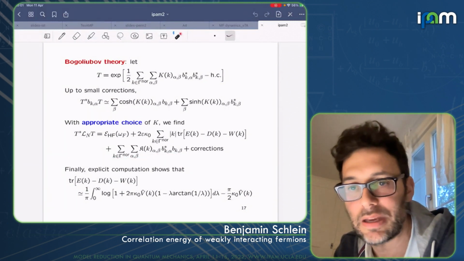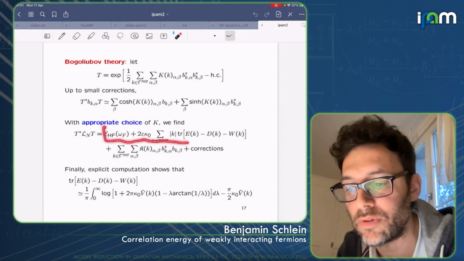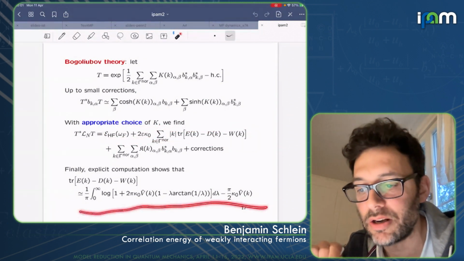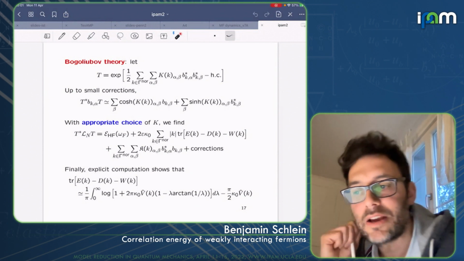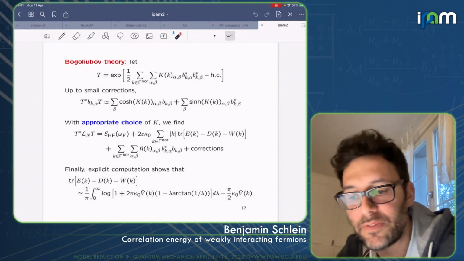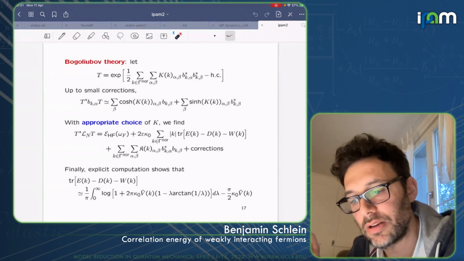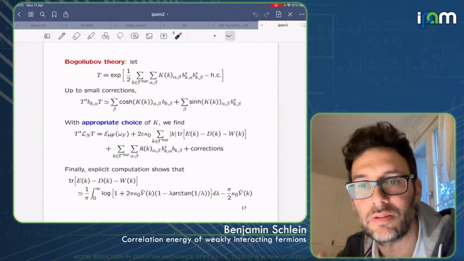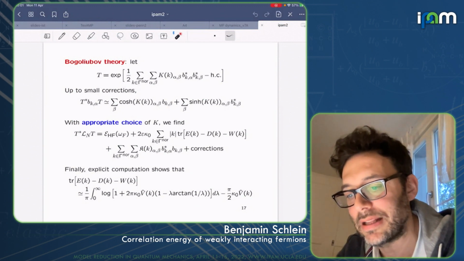So the ground state energy, how do you get it? Well, it's already written. You just have to evaluate this expression here. And that's what we did here. And it turns out that this trace, if you do the computation, the trace of this combination of these operators E, D, and W is given to leading order by this log here. So I forgot, no, the epsilon is here. You see that this is the order of the operator. And that's how we prove our main result.